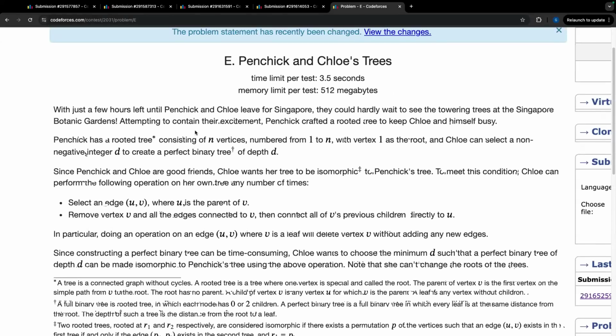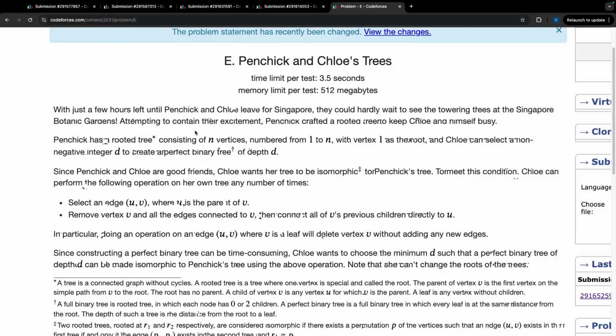Penchick and Chloe leave for Singapore. They could hardly wait to see the towering trees at the Singapore Botanic Gardens. Penchick has a rooted tree consisting of n vertices numbered from 1 to n, with vertex 1 as the root. Chloe can select a non-negative integer d and create a perfect binary tree of depth d. Since Penchick and Chloe are good friends, Chloe wants her tree to be isomorphic to Penchick's. To meet this condition, Chloe can perform the following operation on a tree.